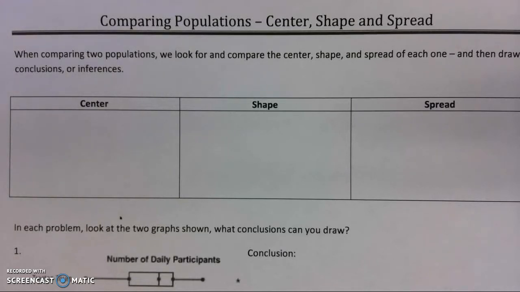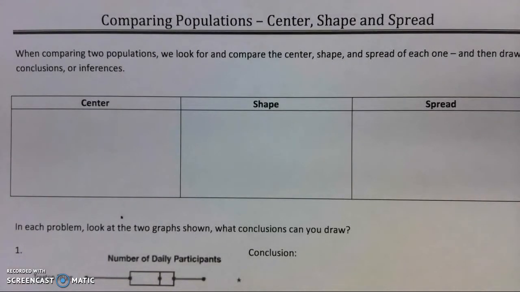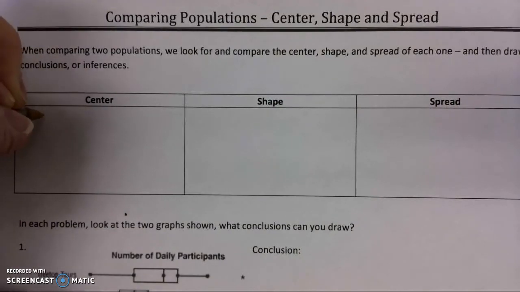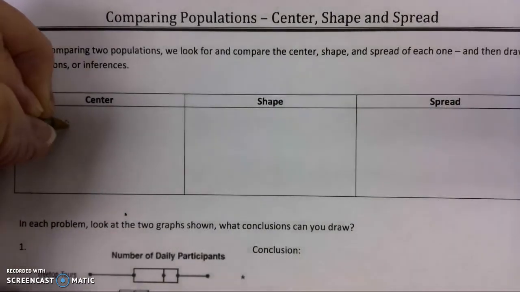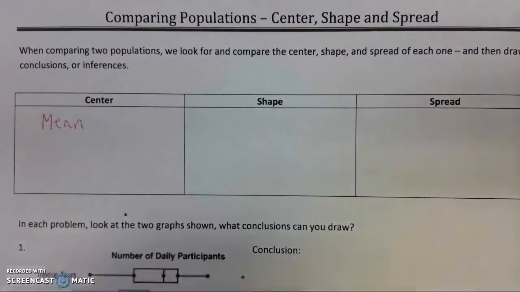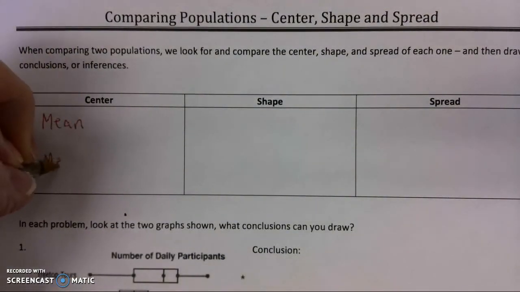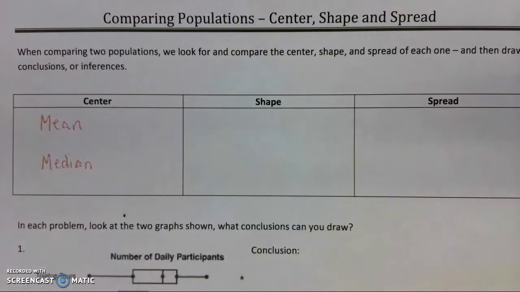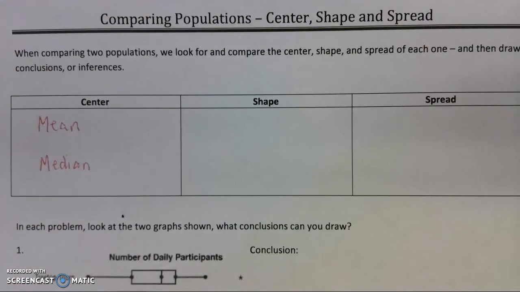If it's mean, we're going to look at the mean absolute deviation. If it's median, we're going to look at the interquartile range. So, when we begin to compare populations, we're going to look at mean, which is the average, or we're going to look at median, which is the middle. The shape of the graph is how the graph looks. Does it look like the data is kind of evenly dispersed, or is there data on one end and not so much on the other?